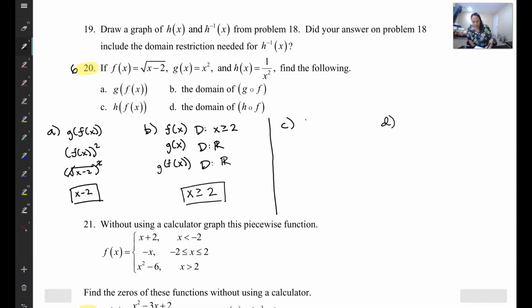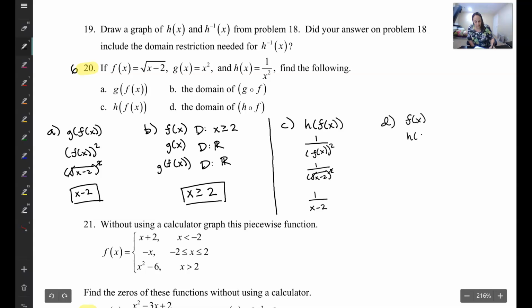So let's look at C. h of f of x, plugging f into h of x. So 1 over f of x squared, which would be 1 over the square root of x minus 2, squared. Square root and square cancel each other out, which would be 1 over x minus 2. Now we're going to do the same thing. We want f of x, h of x, and h of f of x.